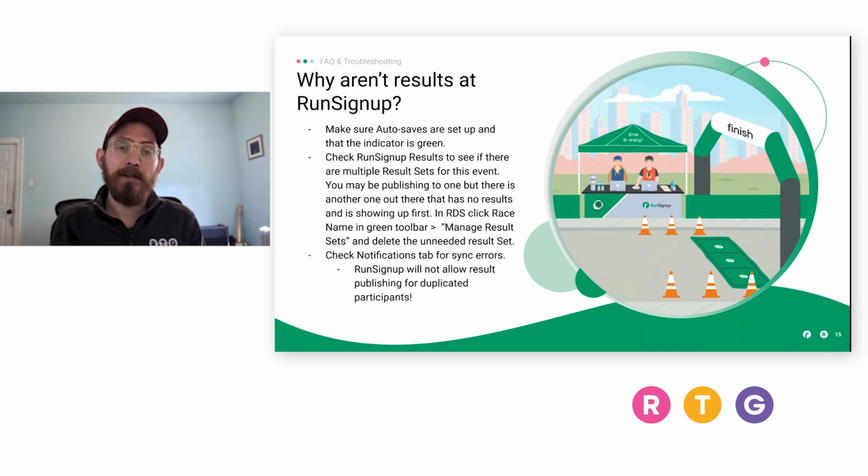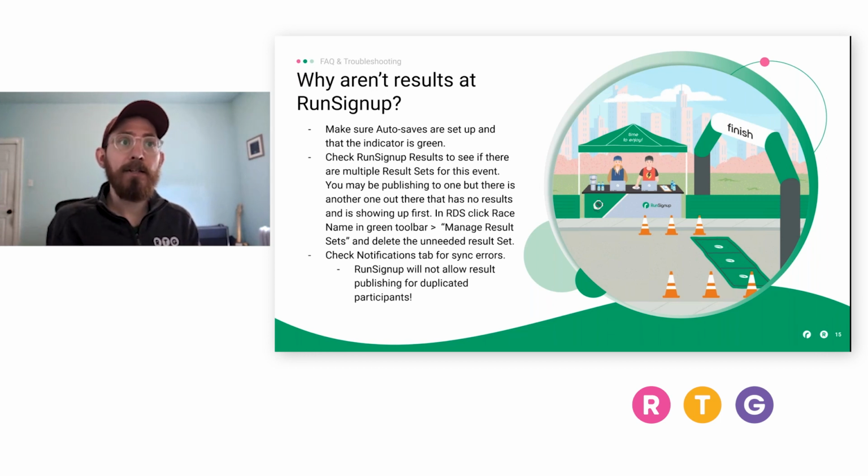This will show you a list of all the result sets for this race on RunSignup, and the number of finishers in each result set. So you can easily see, hey, there's 500 results for this one result set and 0 for this other result set. Just delete that 0 result set and you'll be all set. That happens every once in a while. It's just a really good troubleshooting step that is helpful to know how to do.